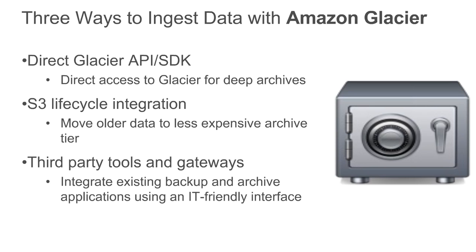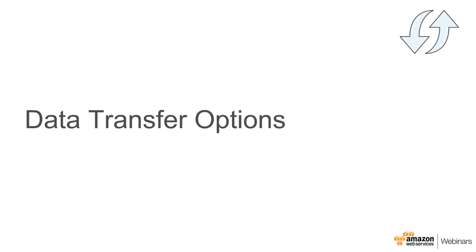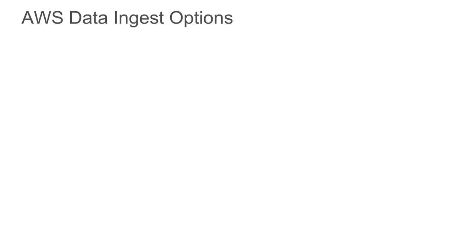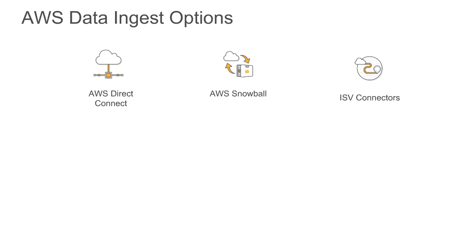So there are different ways to ingest data. We've got the SDKs, we have lifecycle policies, as well as third-party tools. I know we only have about 4 or 5 minutes left, so I want to quickly go through some of our ingest options. We can get data into Amazon S3 and Glacier using a number of different ways.